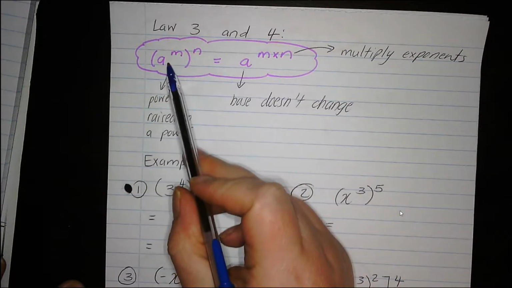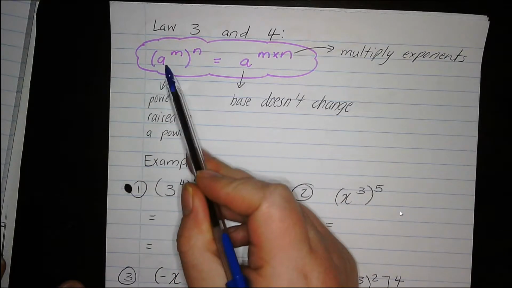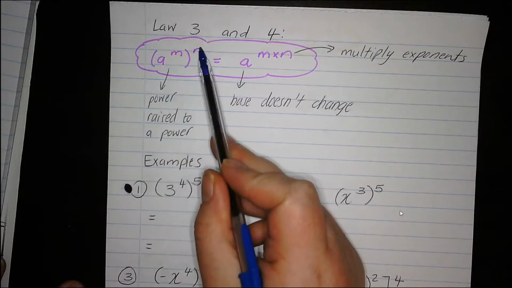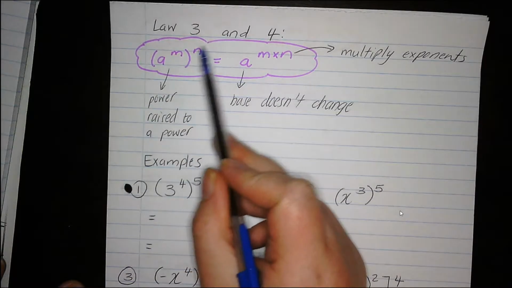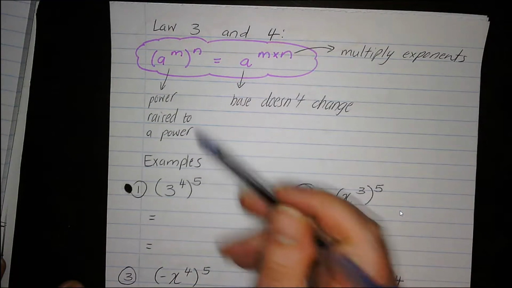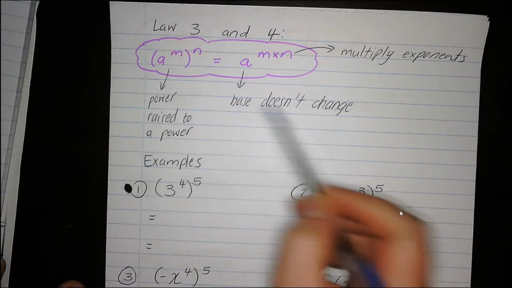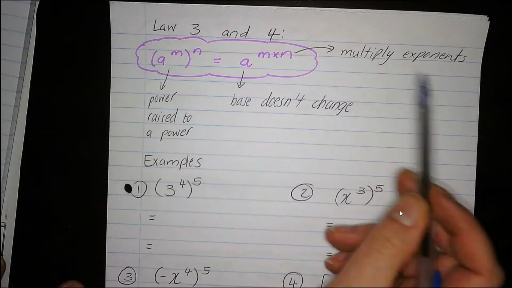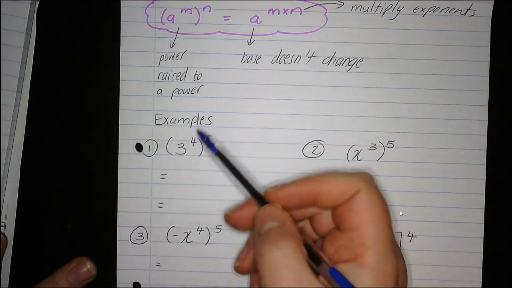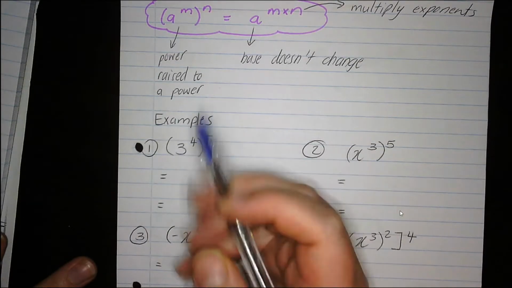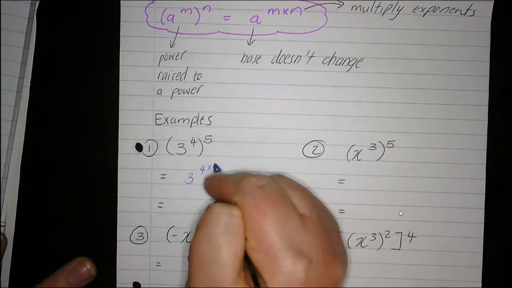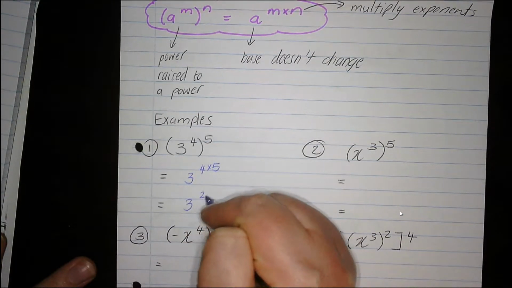So if we have a bracket and there's a power inside the bracket, and we raise it to a second power outside the bracket, then we multiply the two exponents. Okay, the base doesn't change, but the power is multiplied. So for example, over here we have a power raised to another power. We're going to say 3 to the power 4 times 5. That's 3 to the power 20.